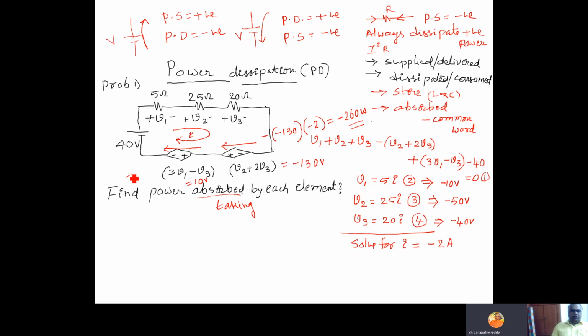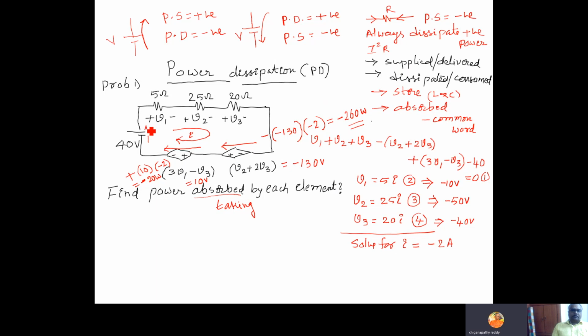Therefore start with plus voltage of 10, then current of minus 2. So what is this answer? Minus 20 watts. So this source also is supplying plus 20, absorbing minus 20.